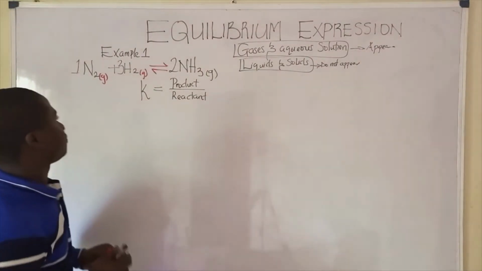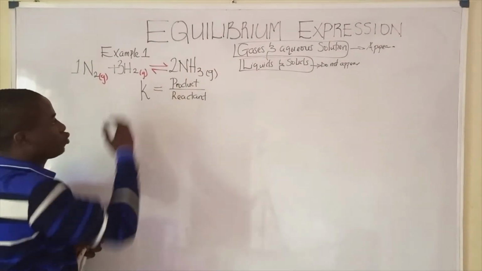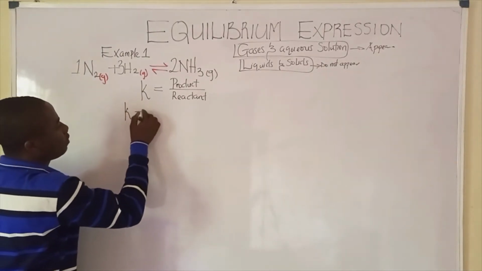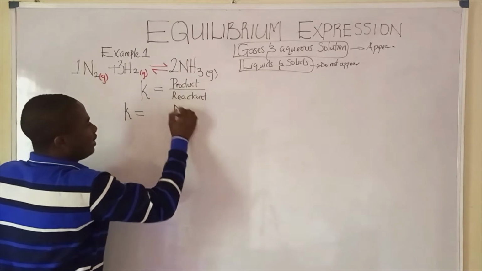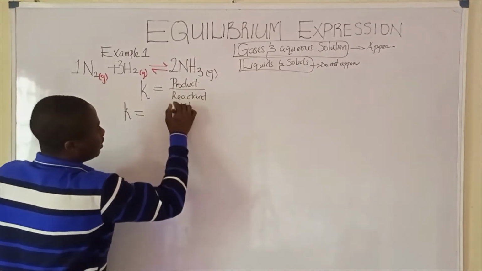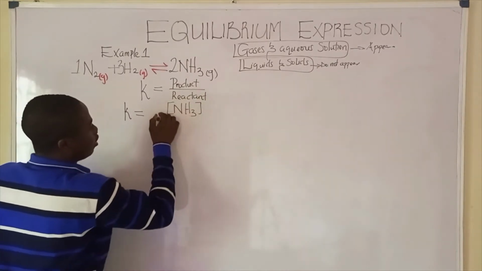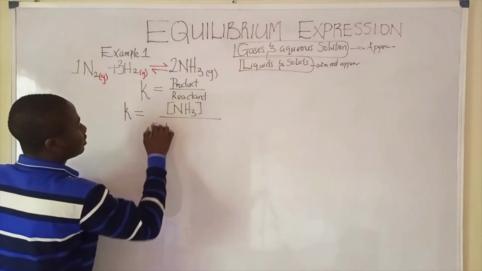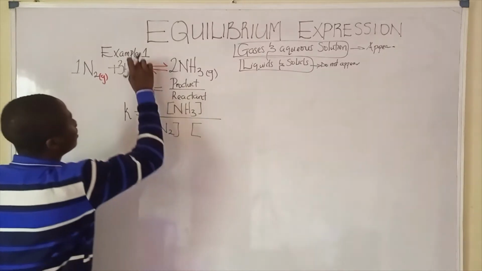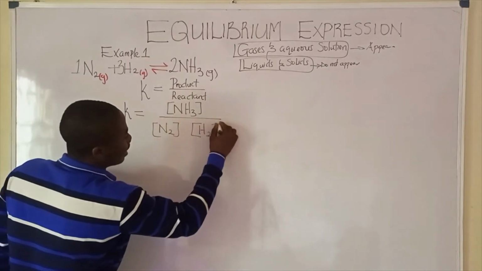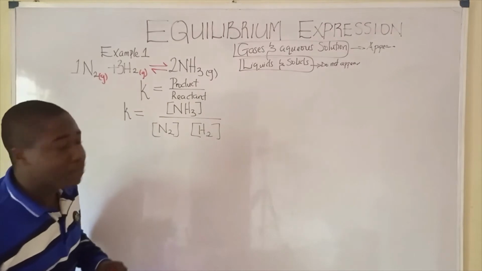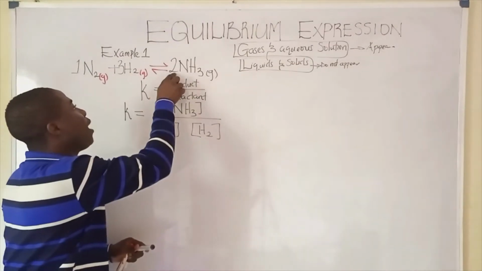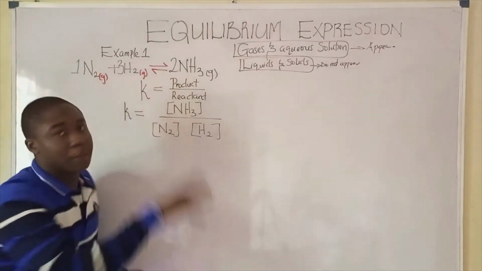Now, what will be the answer to this question? So first, this is the product. So the equilibrium constant expression, which is K, will now be equal to NH3 in a bracket over nitrogen gas times hydrogen gas.